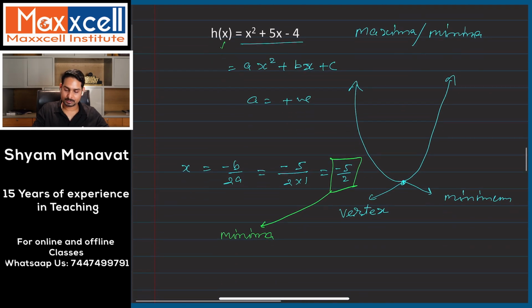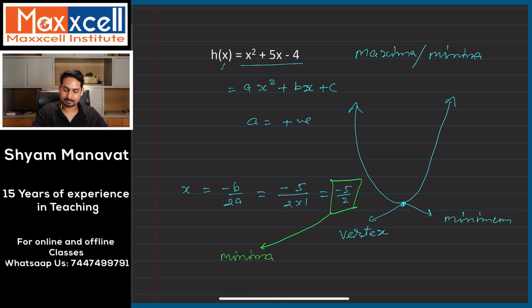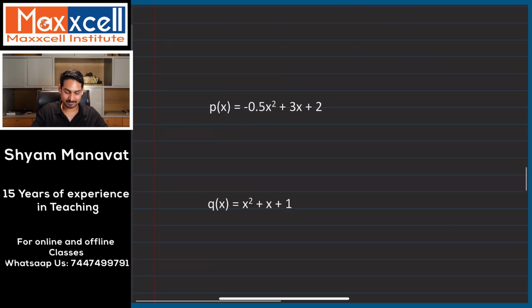Okay, so here it's only about finding minima. We only got minima here, which is -5/2. Clear? चलो अगला क्वेश्चन देख लेते हैं क्विकली.